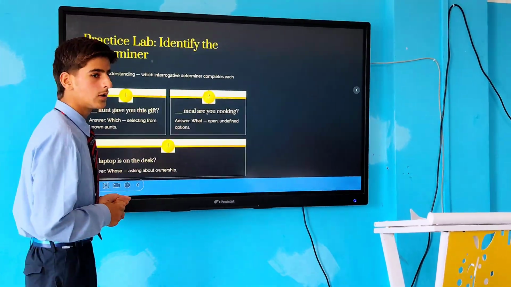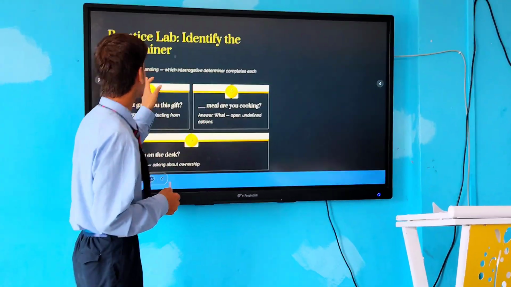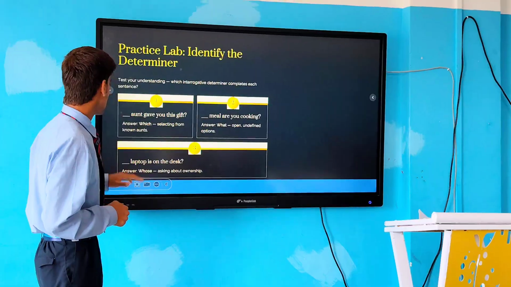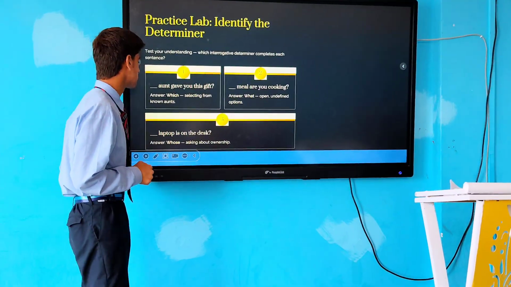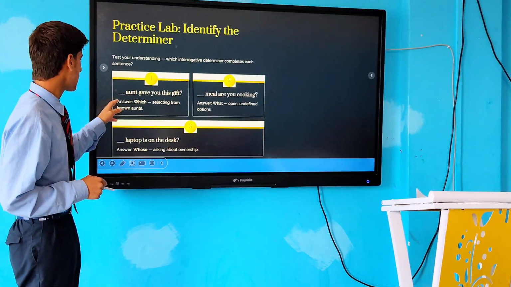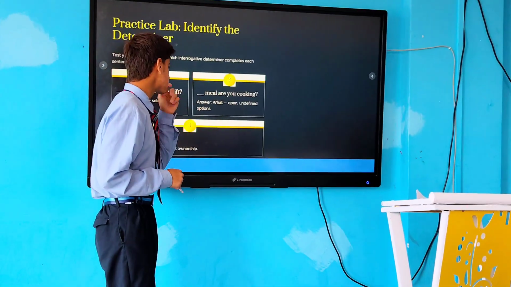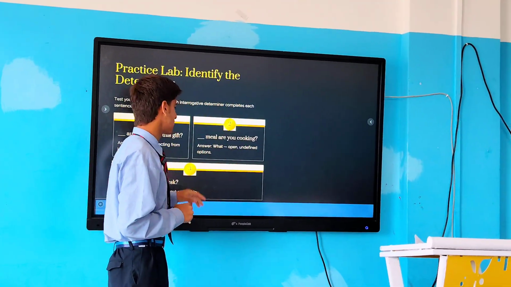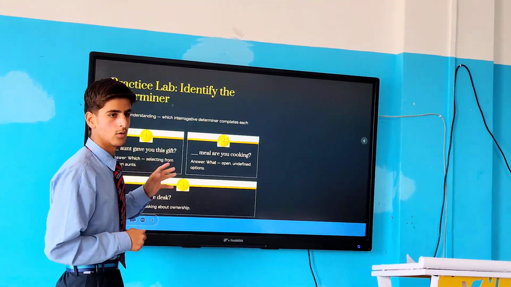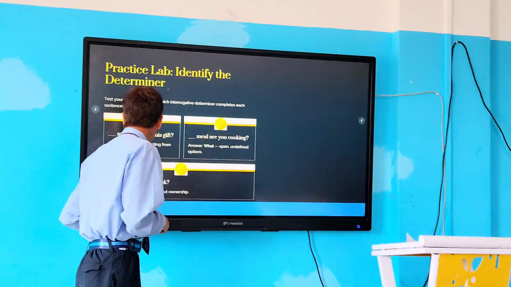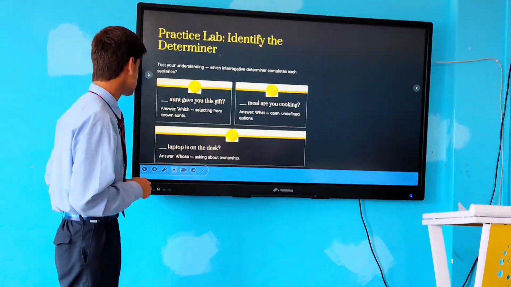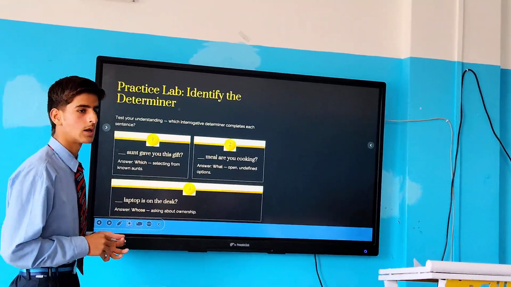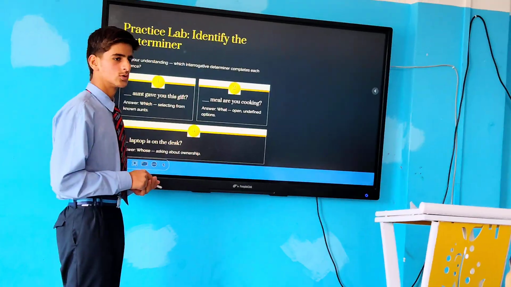Identify the determiners. Test your understanding. Which interrogative determiner completes each sentence? Blank gift do you give? Here, which is used because we select from limited options. Blank meal are you cooking? We use what here because there are open options. Blank laptop is on the desk? Asking about the ownership, whose laptop is this, so we use whose here.